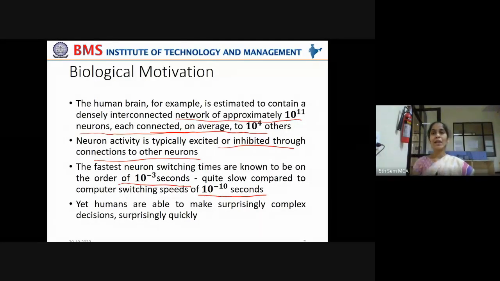Say some people do multitasking. How do they switch between the tasks? And how, for a single task at least, are those multiple neurons switching so quickly? When compared to computers, though it is somewhat slower, humans are able to make surprisingly complex decisions surprisingly quickly.